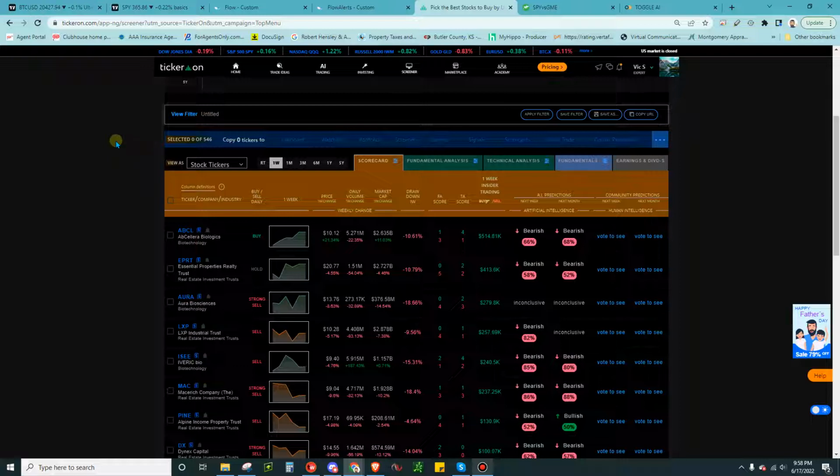Tickeron. It's becoming one of my favorite tools. The more I use it, the more I learn about it, the cooler it becomes. But today we're just going to do something basic. It's going to be just how to do a simple screener with Tickeron.